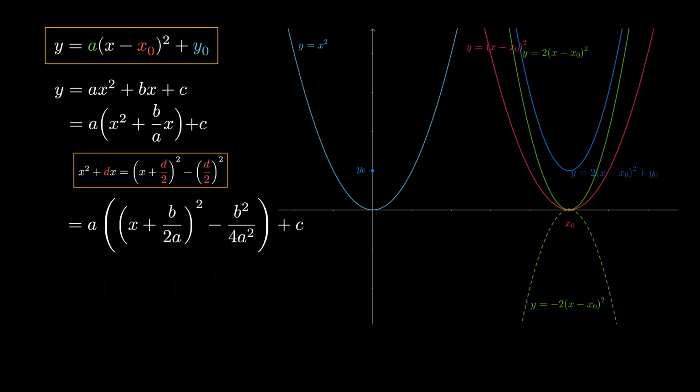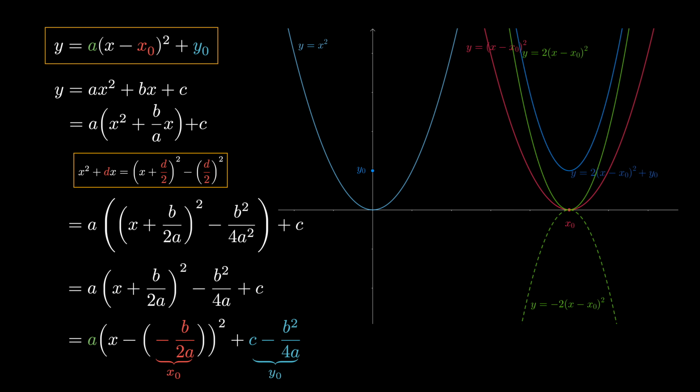Now we can distribute the a, and it looks like we are basically done. If we just rearrange things a little bit, this is what it looks like. Our scale factor is a, our x0 term is negative b over 2a, and our y0 term is c minus b squared over 4a, which is exactly the vertex form that we wanted to write it in. So we did it. We showed, using algebra, that any quadratic is just some combination of scaling, flipping, and shifting the simplest quadratic, y equals x squared.